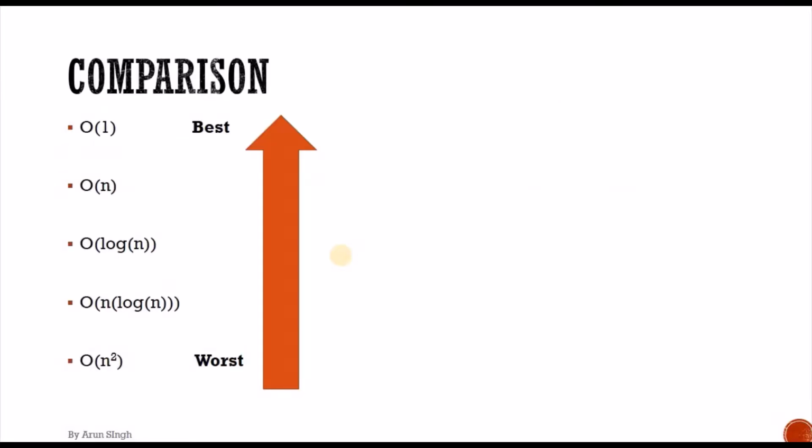Let's move further. Comparison. What is best for me? If I can have O(1), that is, I can directly access an element, like I can access from an array, go to position 2 and find that element. So that is the best case. Linear search, where I'm running through the n number of elements and getting my number, is second in rank. Binary search is third in rank. N log n, that is heap sort or merge sort, is fourth in rank. N square, that is 2 for loops, is the worst case.